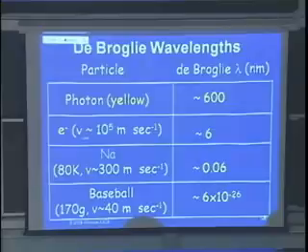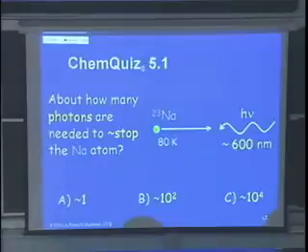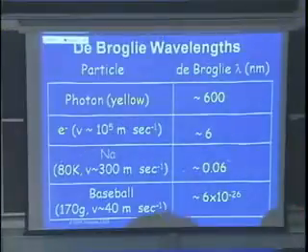So I've shown you that quantum particles have to make sense. A baseball is not a quantum particle, but a sodium atom and an electron and a photon are quantum particles. Now there was one question which a lot of you had trouble with, and it had nothing to do with understanding. The problem has to do with calculation. How many photons are needed to stop a sodium atom? Remember, the momentum of the sodium atom, lambda was 0.06 nanometers.